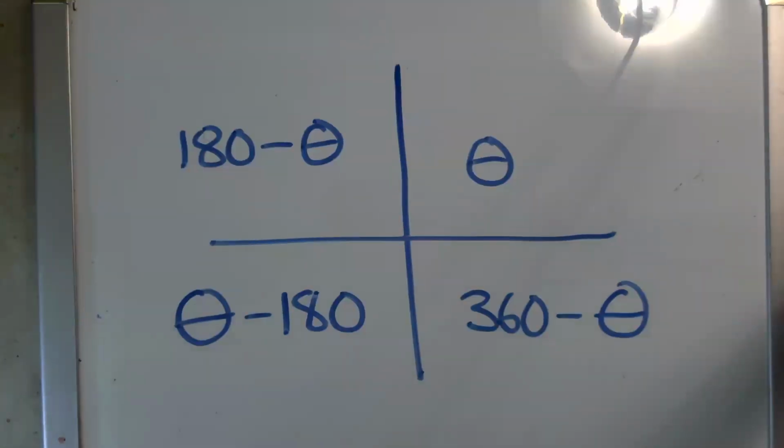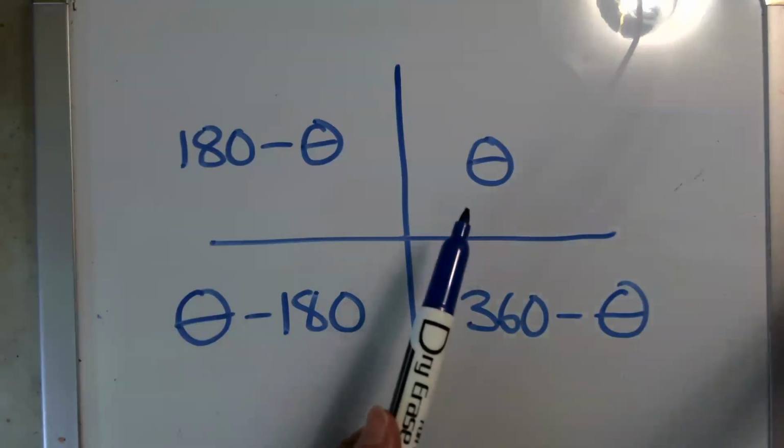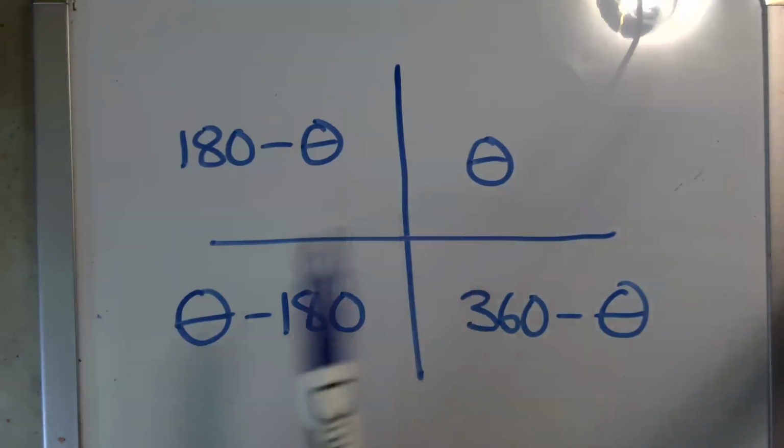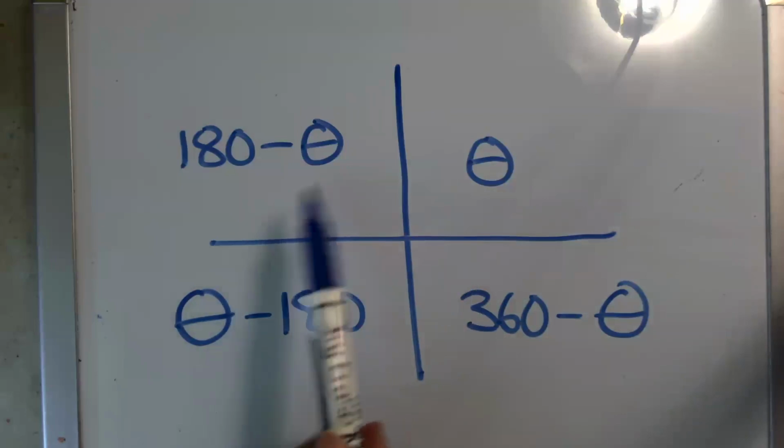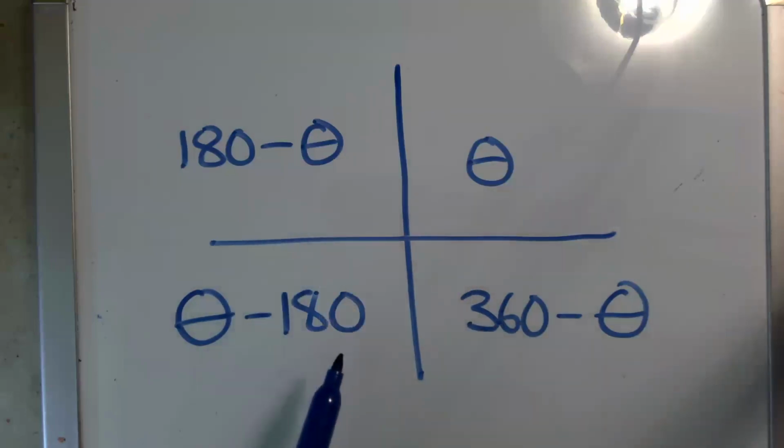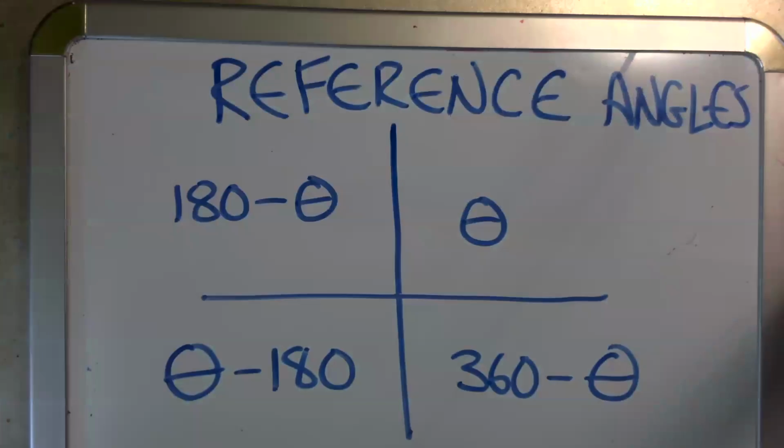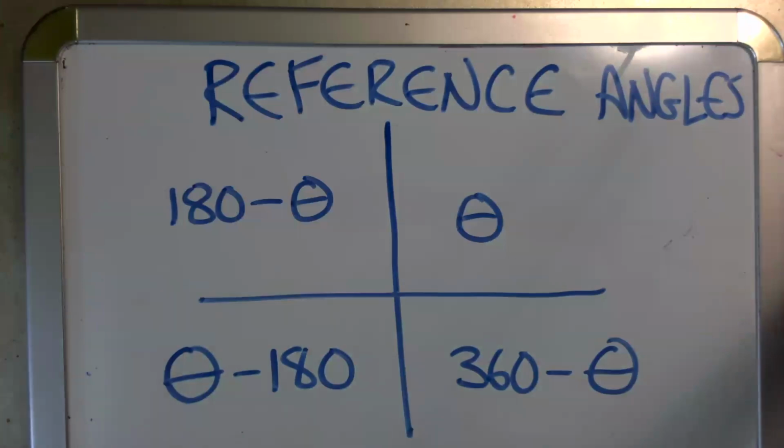This right here is your shortcut for how to find the reference angle in each quadrant. In your first quadrant, it's theta. In your second quadrant, it's your 180 minus theta. In your third quadrant, it's your theta minus 180. And in your fourth quadrant, it's all the way to 360 minus your theta. That gives you your reference angles. All right, play around with these.